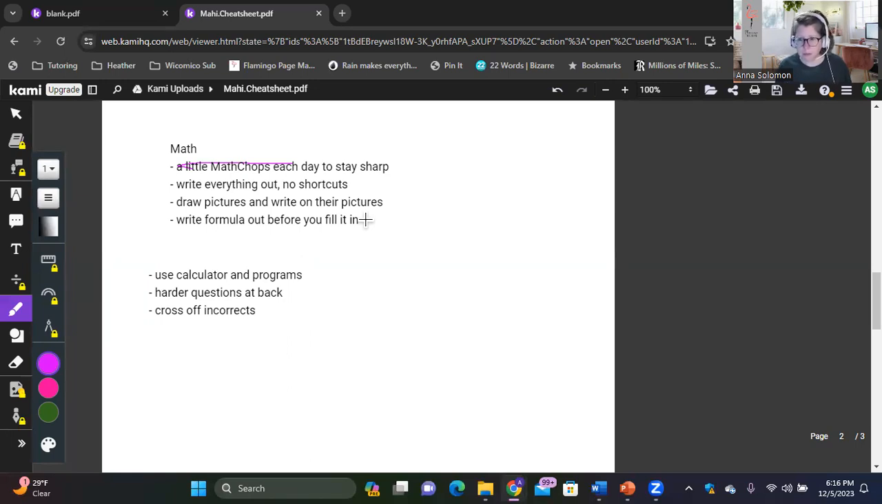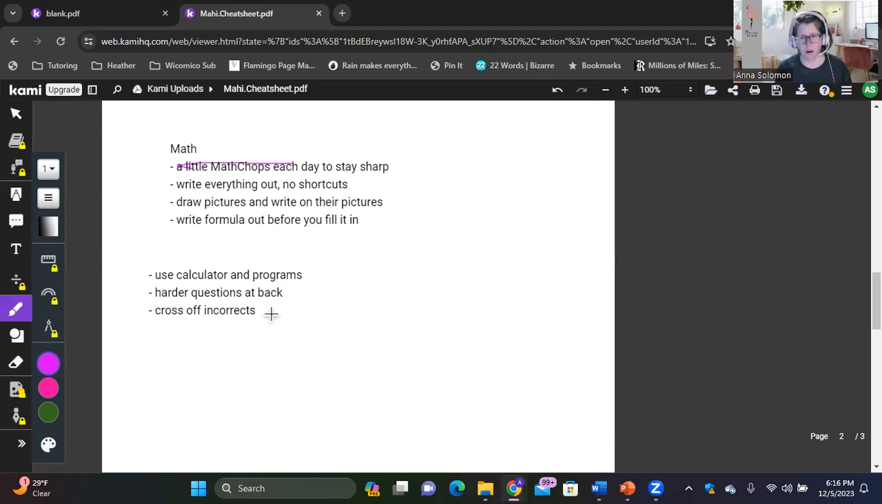Okay. So drawing on the pictures, writing on the pictures, writing the formula out before you fill it in, another good one, because it's so easy to just forget a piece of it if you are trying to multitask. All right. The more your pencil is moving, the better off you are. She also added use calculator and programs. Absolutely. On the ACT, you're allowed to use your calculator, so why wouldn't you?